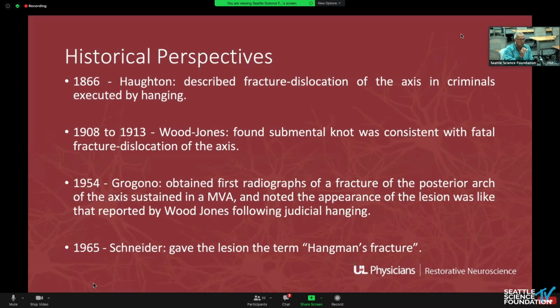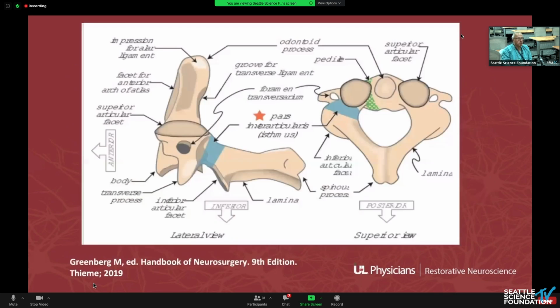And then in 1954 was the first radiographs of a fracture of the posterior arch in a patient sustained in a motor vehicle accident, with an appearance that really looked almost exactly like you see in judicial hangings. And then in 1965, Schneider, who was a neurosurgeon, I believe, at the University of Michigan, gave the term the hangman's fracture. So that dates back to 1965.